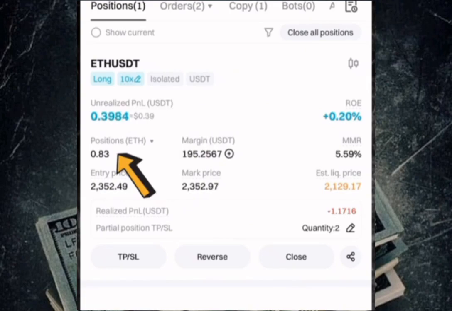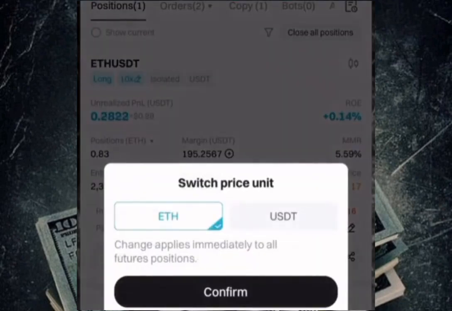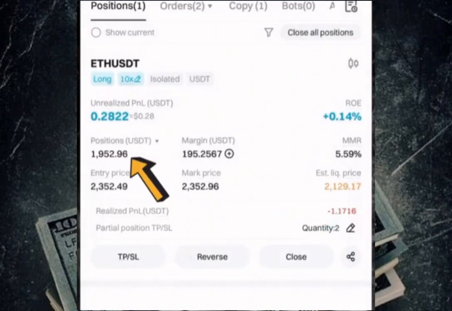Now, in case you want to see this amount in dollars, just click on this drop-down arrow beside it, click on USDT and click on confirm. So right here it shows the amount you're using to trade. We are trading with $1,950, which is approximately $2,000. Remember I said you are trading with the amount you drop from your wallet, which is $200, multiplied by our leverage, which is 10, that's $2,000. So you can see right here, our position is $1,952.